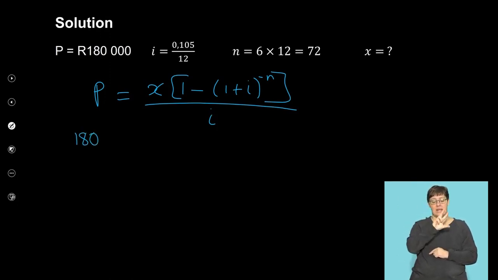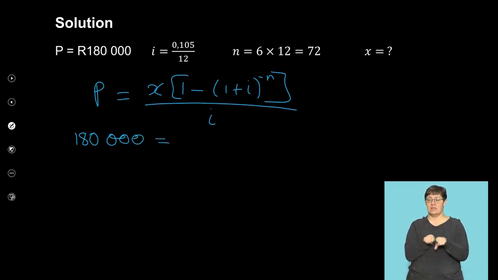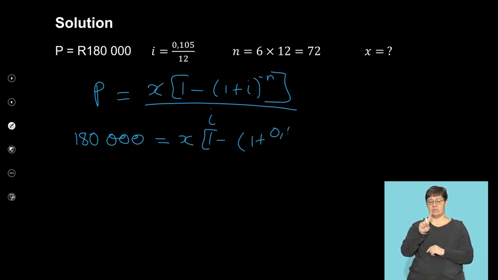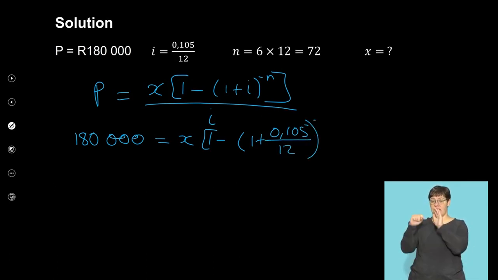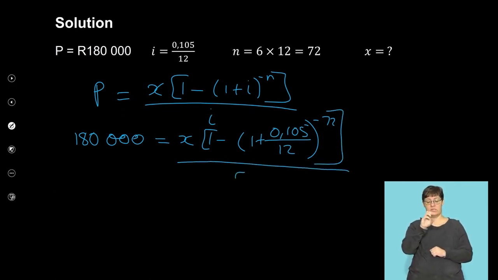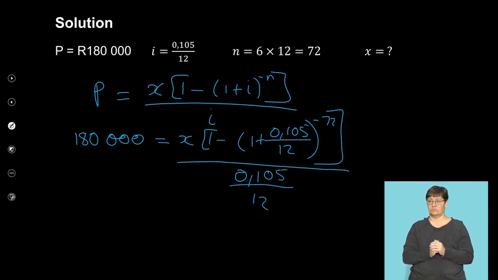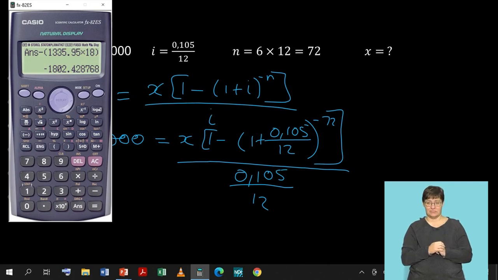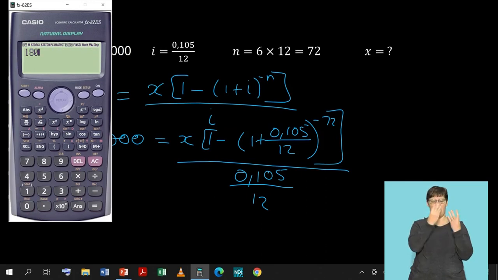This is 180,000 equals, I want to know what X is, 1 minus 1 plus the interest they told me, it was 0.105, which is 10.5, right? To the exponent of negative 72, because that's the duration of my loan, over the interest again, divided by 12. And then you go straight to your calculator. I'm just going to do everything on the calculator, but you can always do it step by step, right?